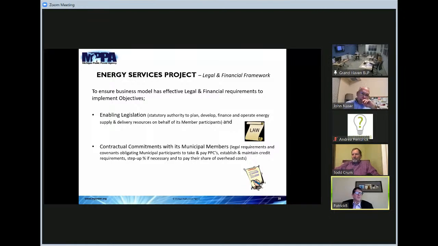So to ensure that the business model that I just described has effective legal and financial architecture under it, that really falls under the enabling legislation that I mentioned earlier in our discussion, Act 448, that provides the statutory authority to plan, develop, finance, and operate energy supply and delivery resources on behalf of its members. And of course, the contractual commitments that Dave was talking about with its municipal members, those legal requirements and covenants that are inside those agreements are what really bind the member and the agency to each other. Next slide.